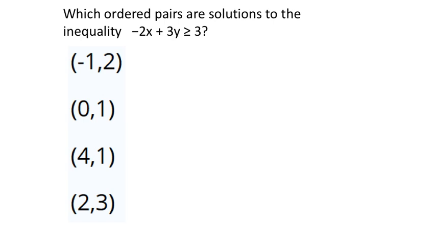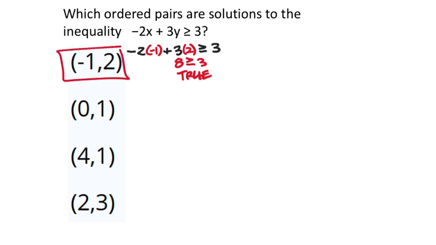So I'm going to go to the inequality, negative 2x plus 3y. Now it should be greater than or equal to 3, right? But I'm going to replace the x and the y with the x and y that they give us, which in this case, the x is negative 1 and the y is 2. Well, 2 plus 6, that's going to be 8, is greater than or equal to 3. This is true. So, since that is true, it is a solution, which I'll just box in.